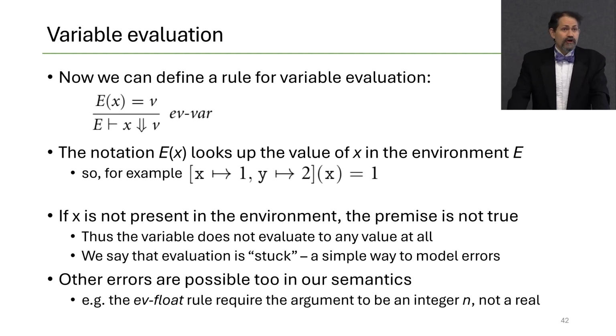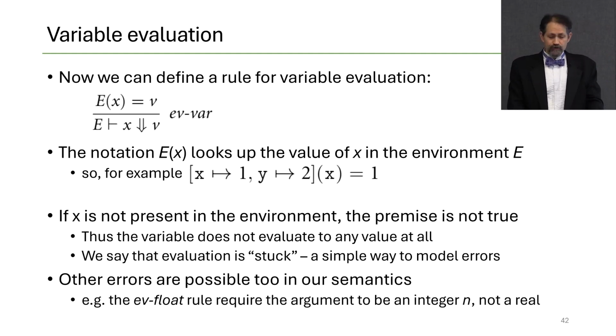Other errors are possible too in our semantics. For example, if you look at the ev-float rule from our last lecture, the argument has to be an integer n, not a real. And so if you call float and you give it an argument that's already a real, then our evaluation rule would not work, right? Because the premise that requires the argument to be an integer n would fail, and so we could not form a derivation that used that rule.